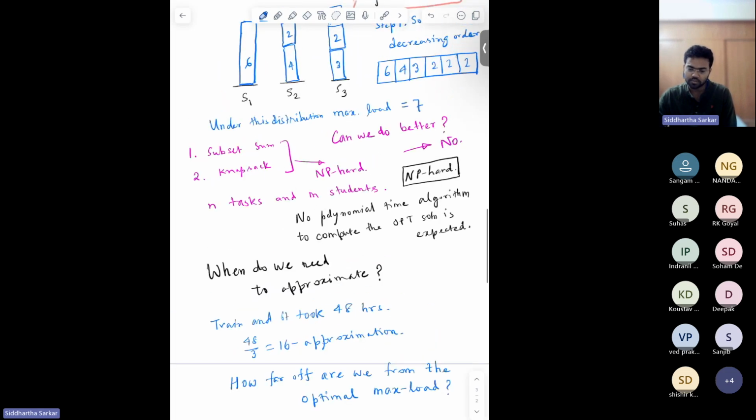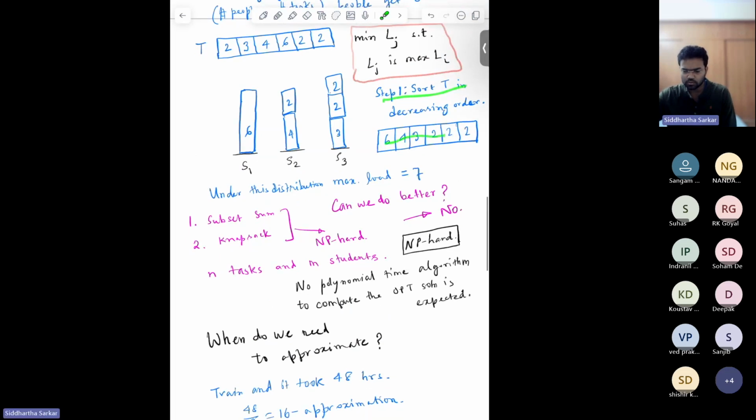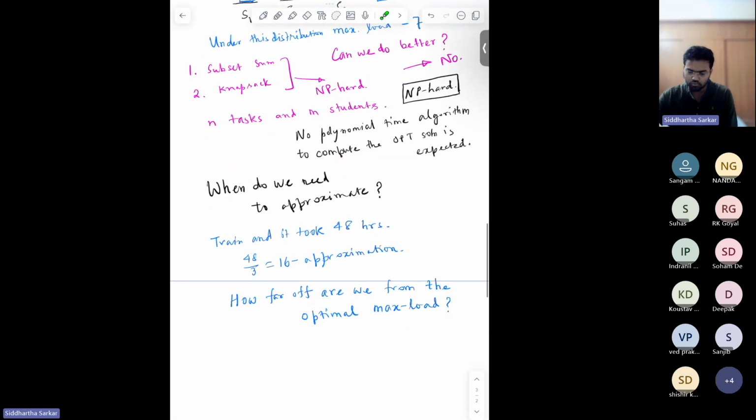So the algorithm is simple. One step sorting, the second step welfare maximization. The crux is how shall we prove that we are not too far off from the optimal. That process of proving the quality of the solution is called analysis. So we need to do this analysis. So far, so good.